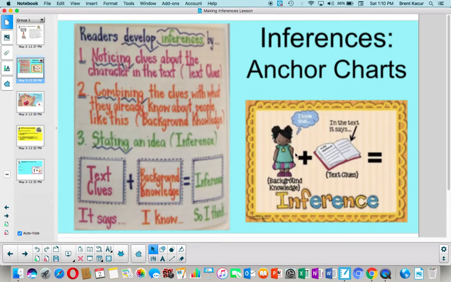And we use both the background knowledge and text clues provided to us to form an inference, which is another way of saying a prediction or drawing a conclusion as to what will happen next or happen in the future to our character in a story.